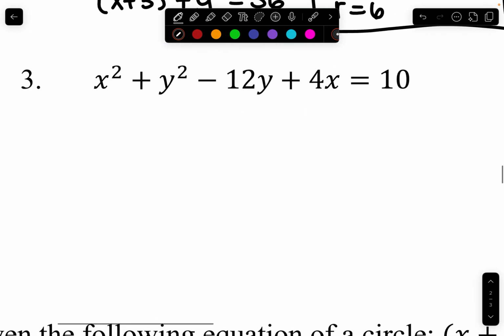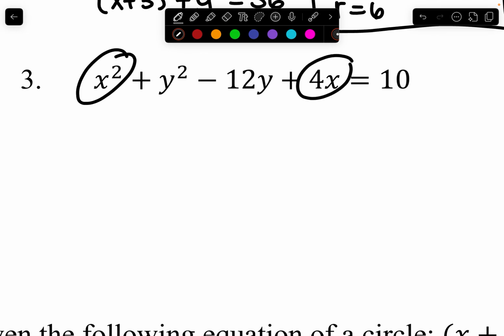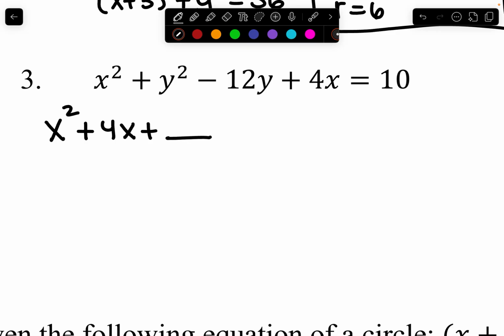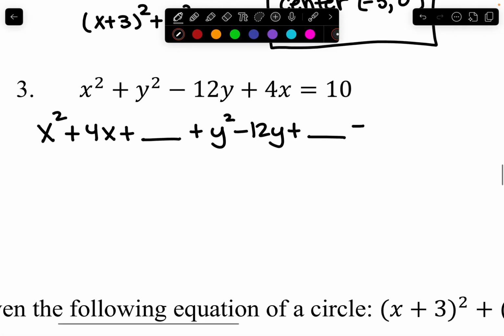Lastly, we have this example. Again, my x's and my y's are on the same side, which is beautiful, but I've got 2 x's and now I've got 2 y's. So essentially what we have to do is complete the square twice. Here we go. I'm going to put my x's together, so I'm going to move that 4x from the back to the front, and I'm going to put a blank space. And then I'm going to do y squared minus 12y plus a blank space. And that is going to equal 10.